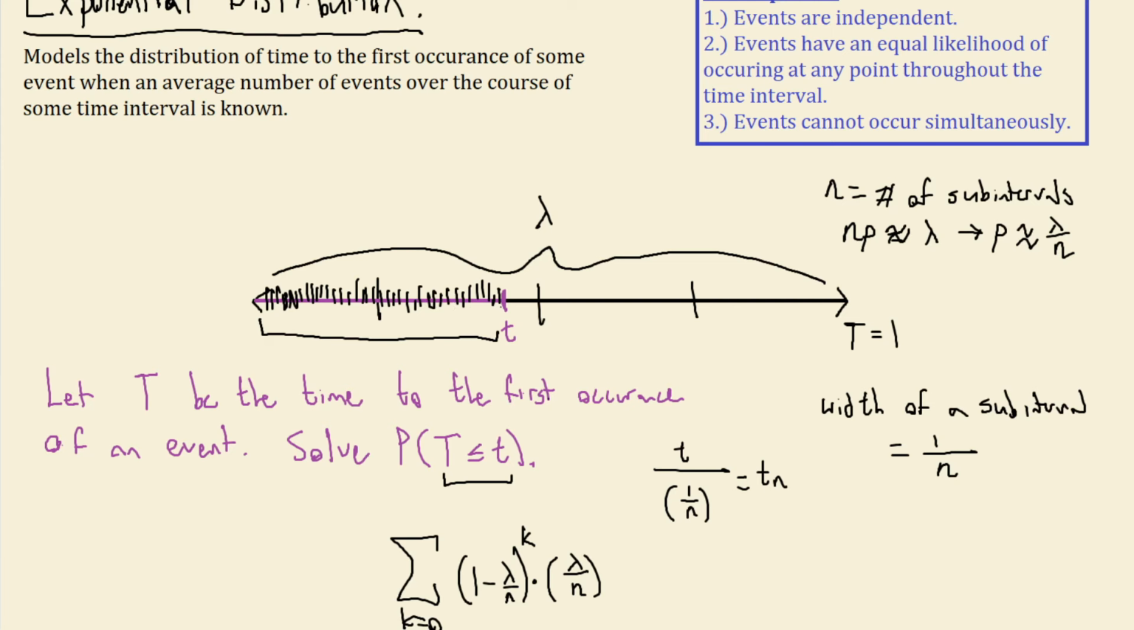And so we need to sum from k equals 0 to tn minus 1, and we need to be careful here and sum all the way to tn minus 1, because if we plug in tn minus 1 for k, then the last value in the summation is going to be (1 minus lambda over n) to that power, the probability of the event not occurring in the first tn minus 1 subintervals, and then the event occurring in the tnth subinterval, which is the last subinterval in this whole thing.